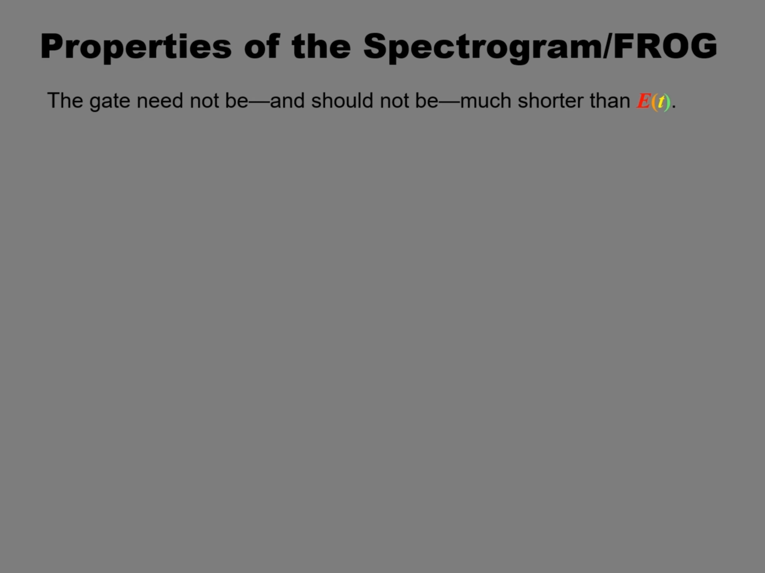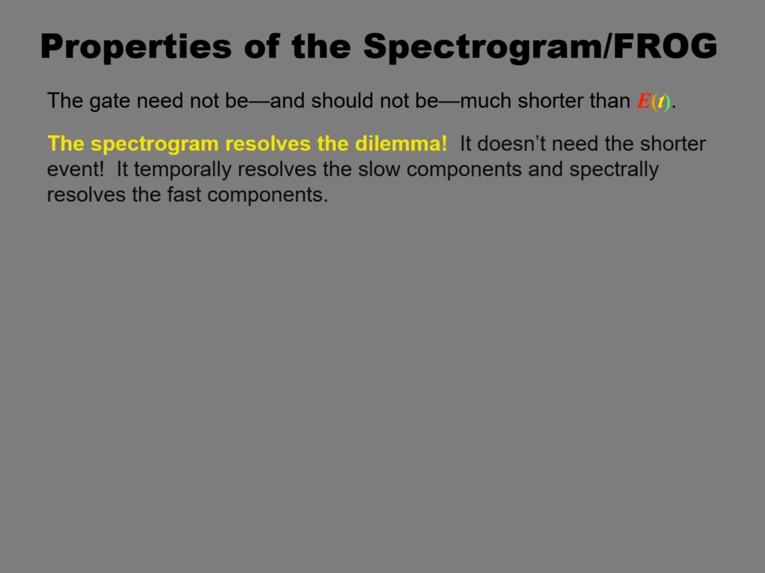The pulse isn't shorter than the pulse, so doesn't a spectrogram lack sufficient temporal resolution to measure the pulse? Well, imagine that the gate is infinitely short. Then it would gate out an infinitely short chunk of the pulse, which would have an infinitely broad spectrum and hence contain no frequency information, which would be bad. So in spectrograms, it turns out that the gate need not be, and actually should not be, much shorter than E(t). As a result, the spectrogram resolves the dilemma. It doesn't need the shorter pulse. In practice, it temporally resolves the slow components and spectrally resolves the fast ones.